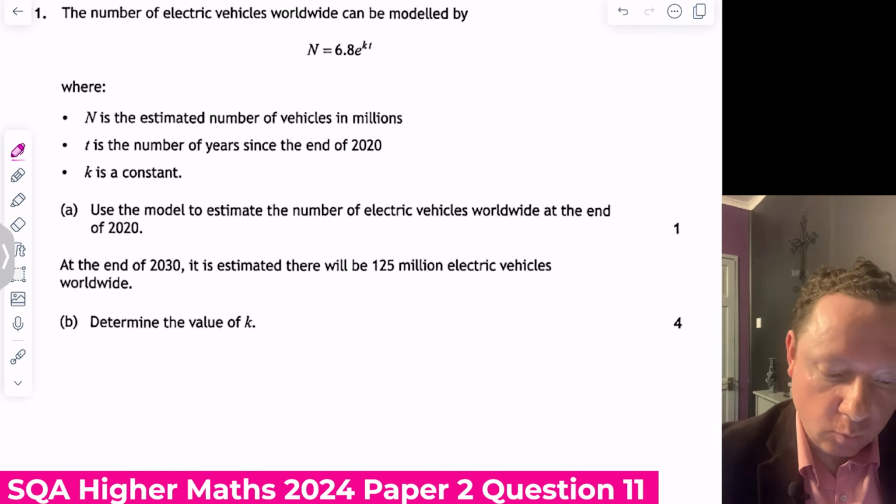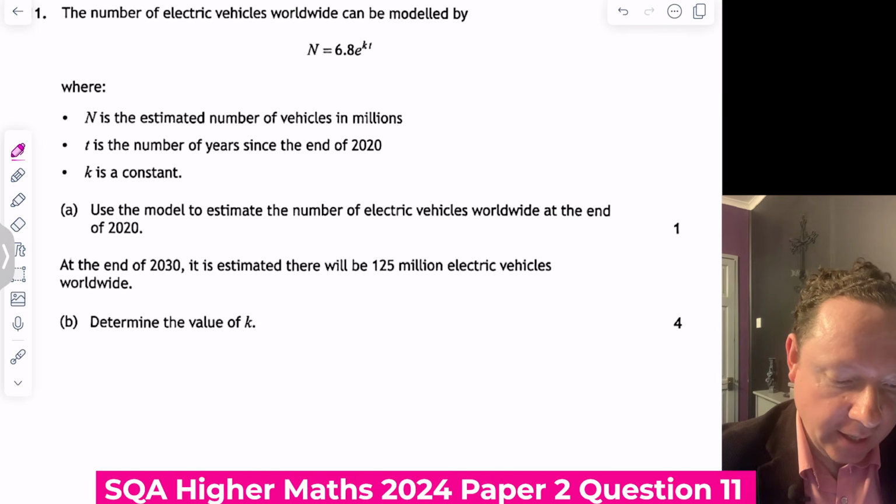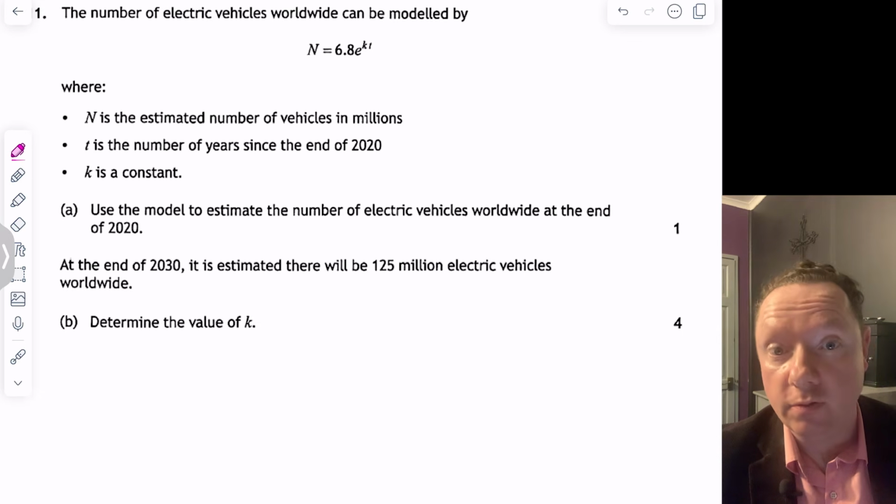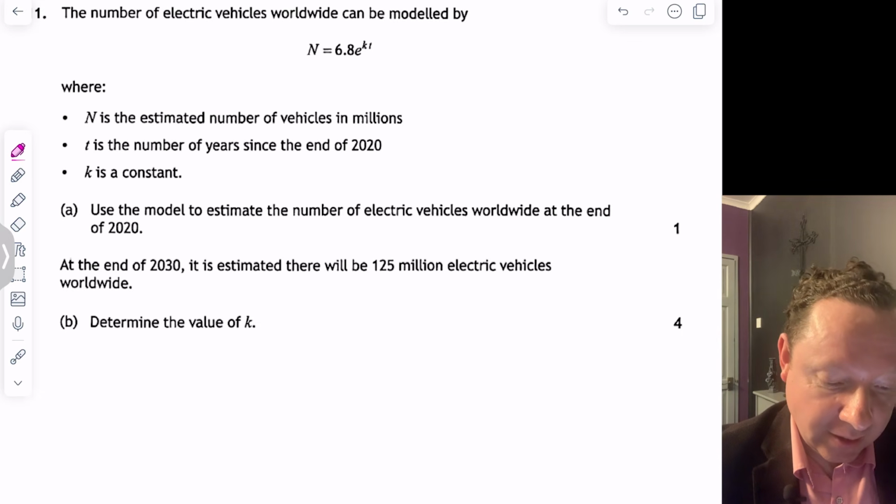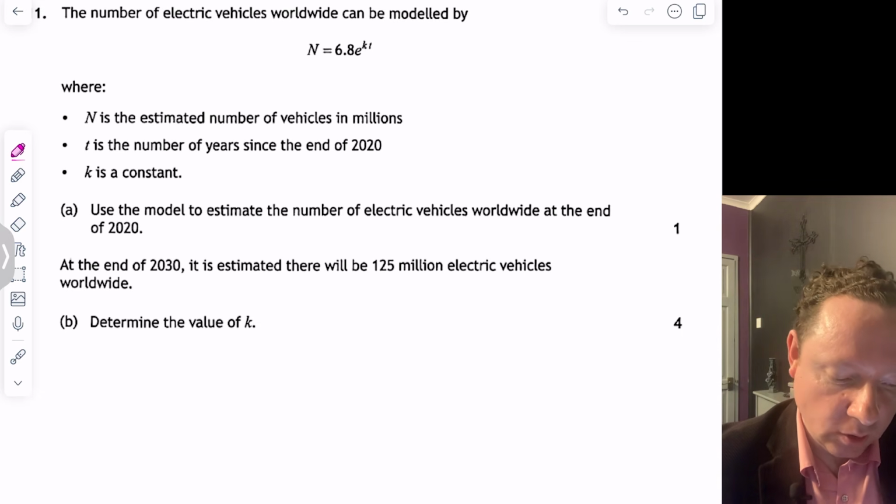SQA Higher Maths 2024, Paper 2, Question 11. The number of electric vehicles worldwide can be modelled by N equals 6.8 e to the kt, where N is the estimated number of vehicles in millions, watch out for that word. T is the number of years since the end of 2020, and k is a constant. Use the model to estimate the number of vehicles worldwide at the end of 2020.